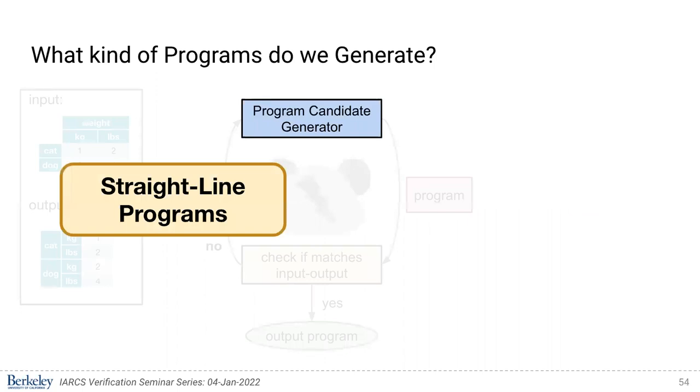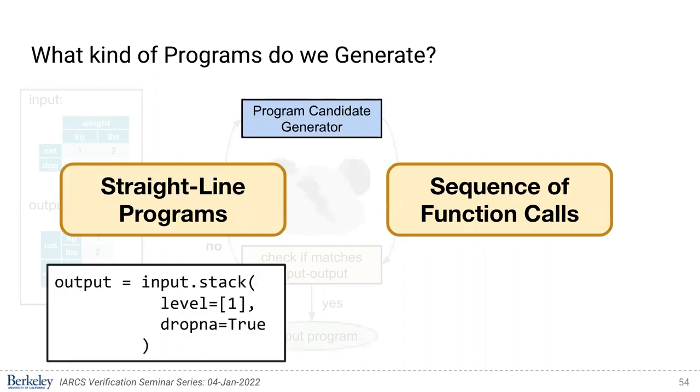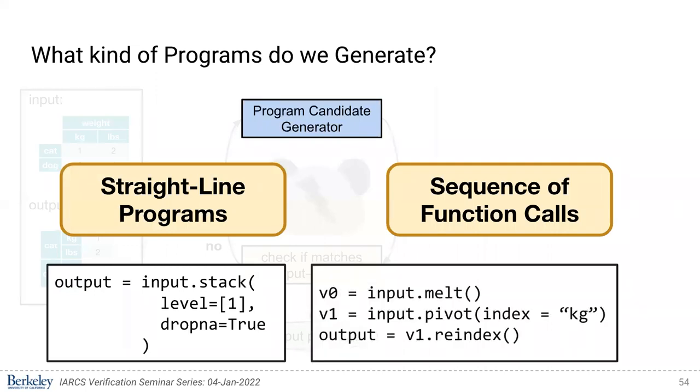The programs we're aiming to generate are again straight line programs, which are essentially just sequences of function calls. Examples include this, where here there's just a single function call, but you can also have chaining of function calls by using intermediate output variables.